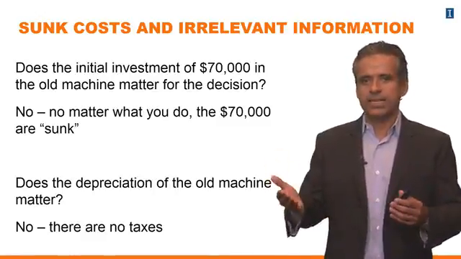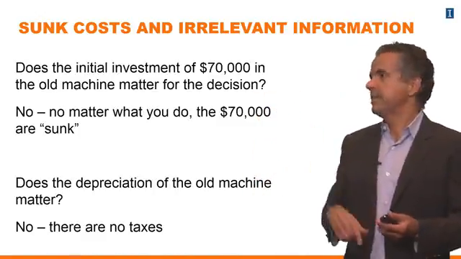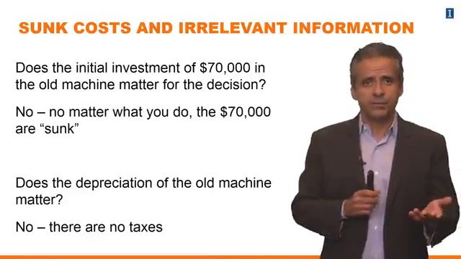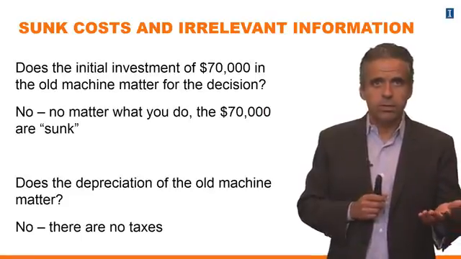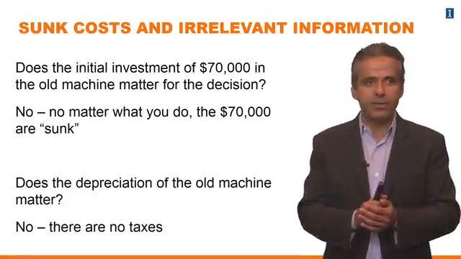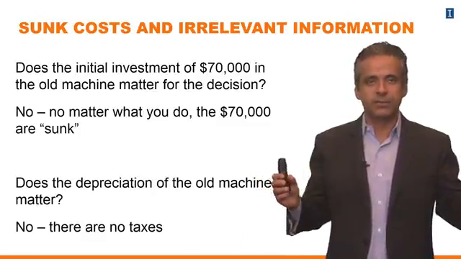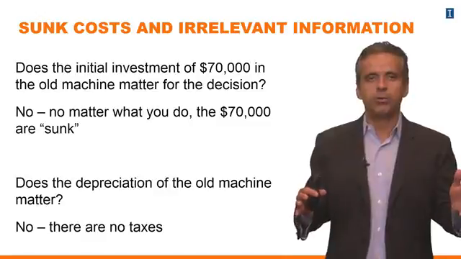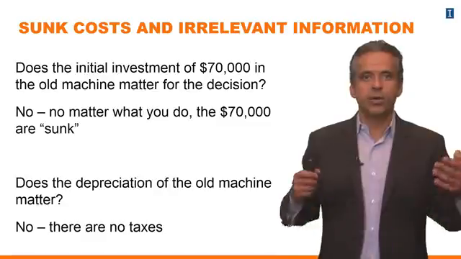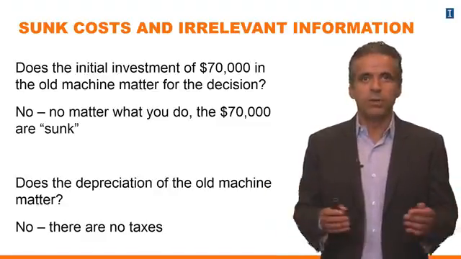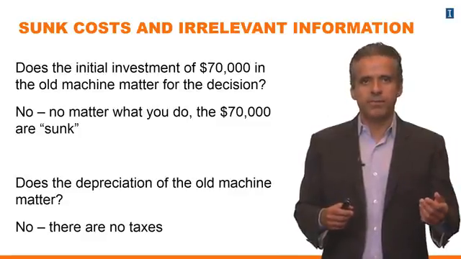So we are in 2011, and you invested 70,000 in the machine in 2010. Does that matter? No. The answer is no. Whatever you do in 2011, you cannot recover that 70,000 anymore. It's gone. The 70,000 are gone. It's not going to show in our calculation at all. The 70,000 is what we call a sunk cost. It's a cost that is already gone. You paid for it in the past. Whatever happened in the past should not affect your NPV anymore.